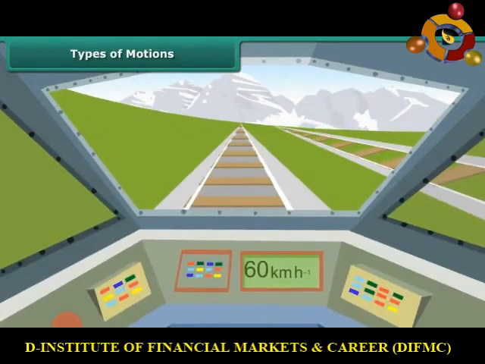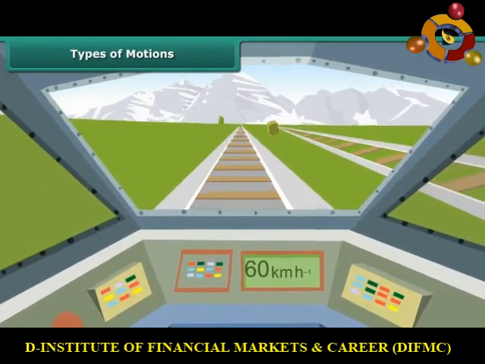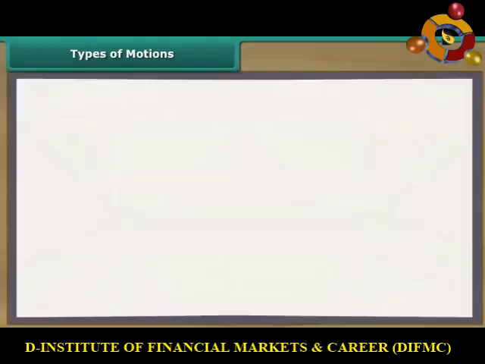Types of motions. As you know, motion is the change in position of an object with time. The change in its position can be determined through distance measurements. Let us look at the types of motions.